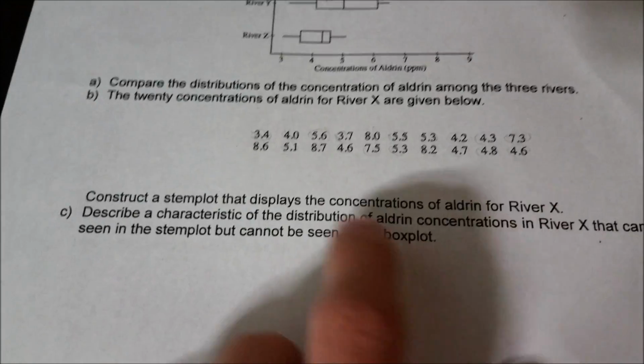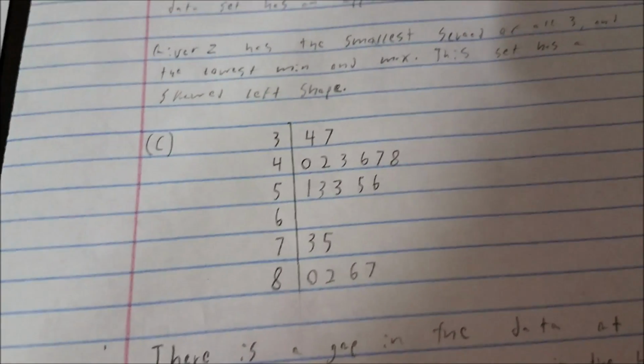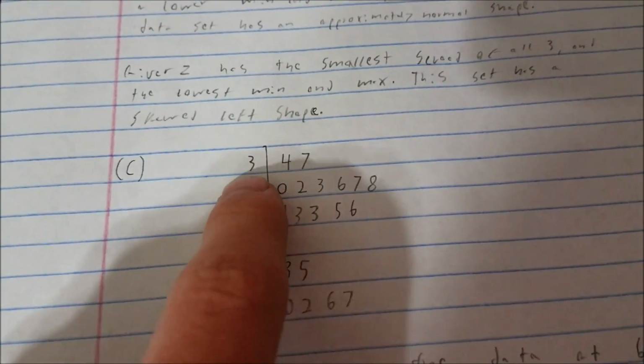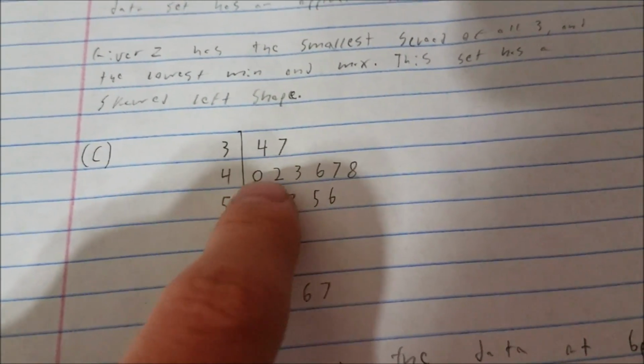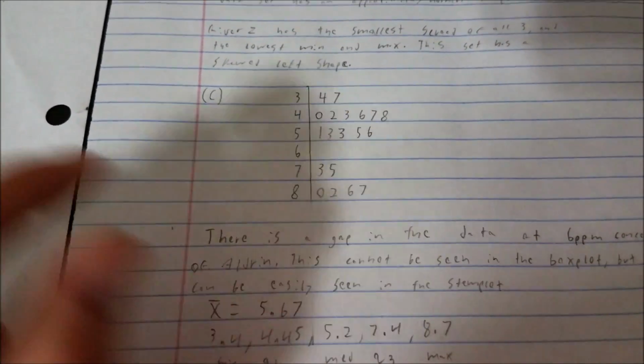And then B just gives us this data set that we can use to construct a stem plot for C. So I've gone ahead and constructed this stem plot here. As you can see, this is the whole number, and these would be the decimals. So how you read this would be there's a 3.4, a 3.7, a 4.0, and a 4.2, and so on. So we can use this to also look at the shape for River X. We can see on this stem plot that we couldn't see on this box plot that there is actually a gap at 6. There are no concentrations that start with a 6. So that could be one of the reasons why the quartile 3 is so far away from the median, creating that skewed right shape.